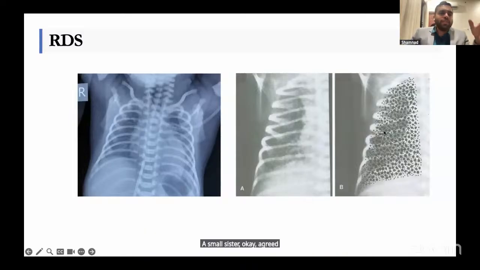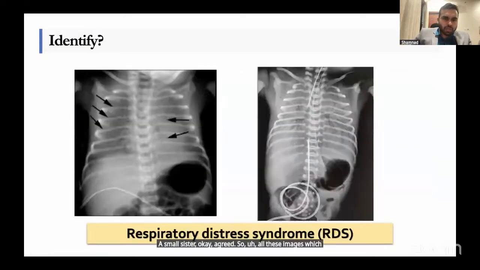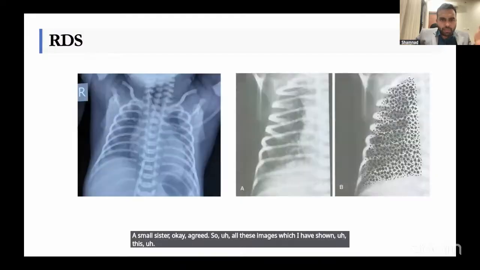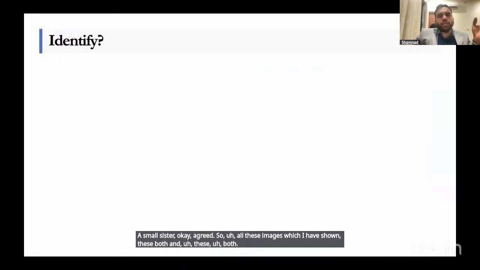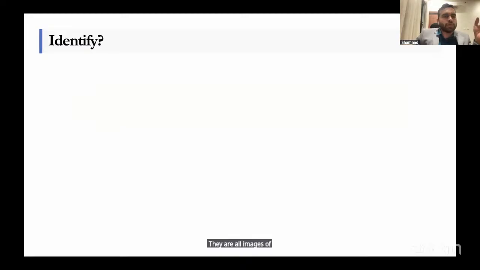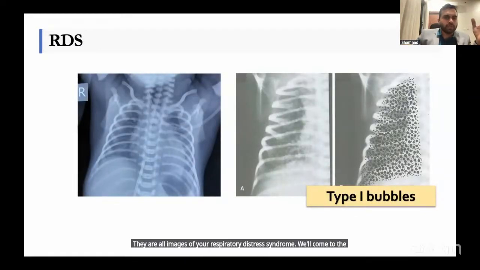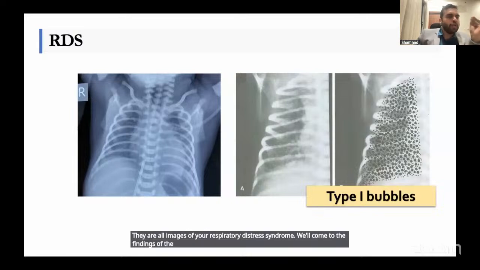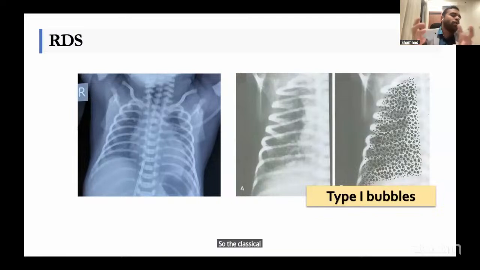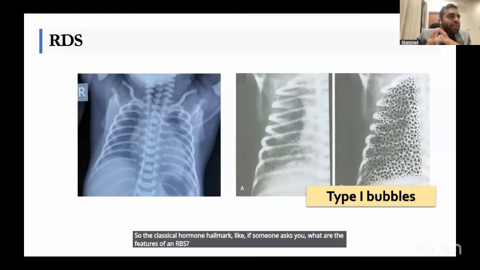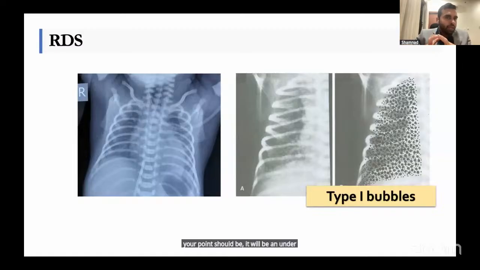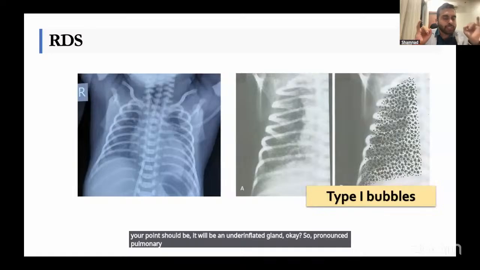So all these images which I have shown, these both and these both, are all images of respiratory distress syndrome. We'll come to the findings of respiratory distress syndrome. So the classical hallmark, if someone asks you what are the features of an RDS, your first point should be that it will be an underinflated lung. Okay, so pronounced pulmonary underaeration, that would be your first point. So any RDS X-ray, underinflation.